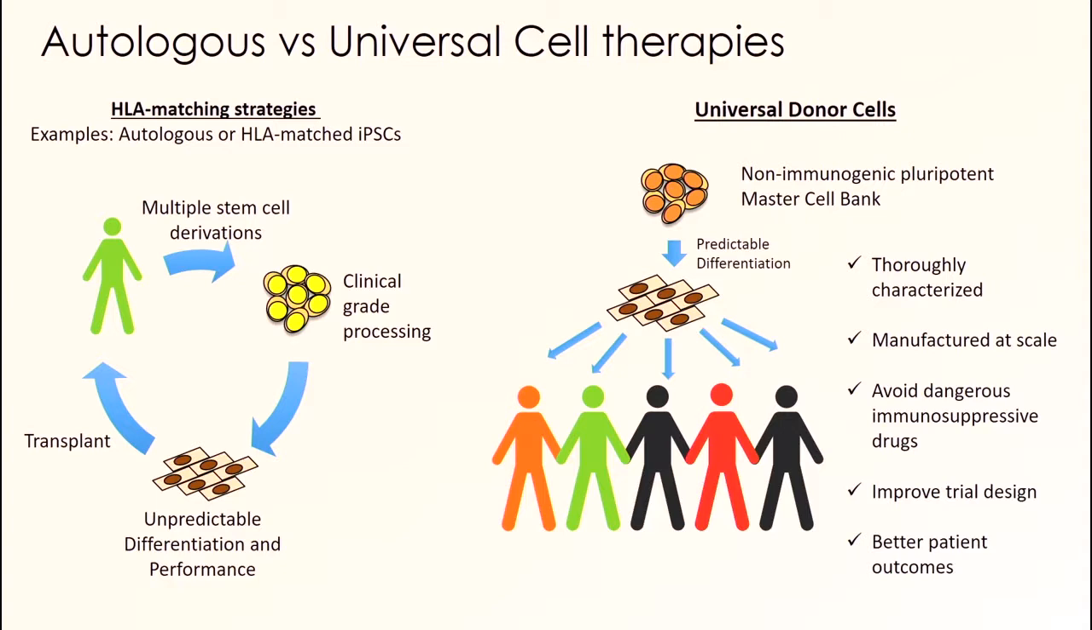Of course, there are lots of obvious advantages to this approach compared to the autologous. You get a very thoroughly characterized product that you can spend months analyzing before you give it to the patient. You can manufacture at scale and avoid immunosuppressive drugs, which are currently used in a lot of these cell therapy protocols. Most importantly, we think that's going to improve trial design and lead to better patient outcomes, because every patient in the trial is getting the same cells, which will allow you to do a much better job in your clinical studies.